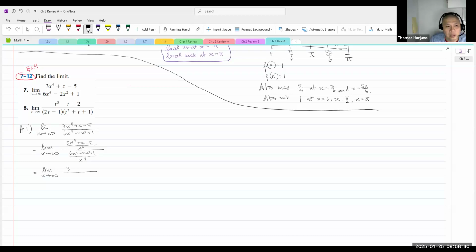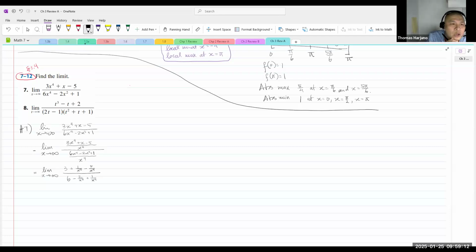Plus 1 over x cubed minus 5 over x to the fourth. Maybe I write too small there, huh? Maybe I write it larger. Okay, so that will be 3 plus 1 over x cubed minus 5 over x to the fourth over 6 minus 2 over x squared plus 1 over x to the fourth.